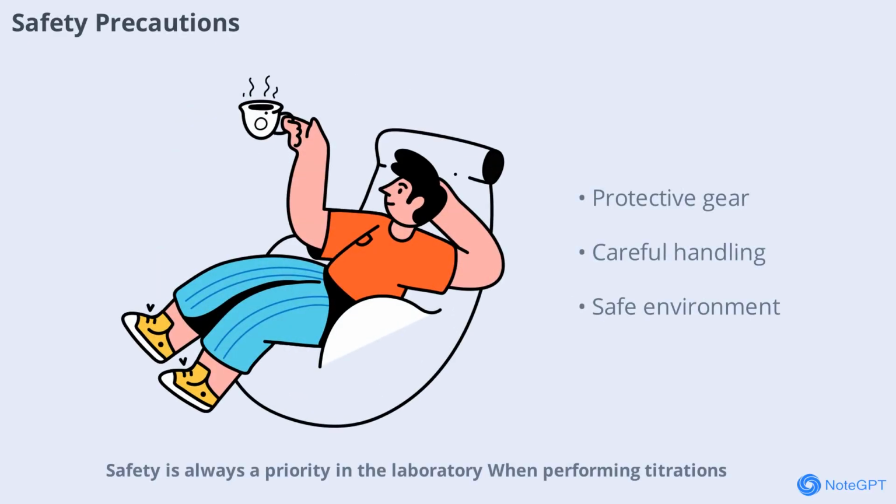Safety is always a priority in the laboratory. When performing titrations, chemists wear protective gear such as gloves and goggles. They handle chemicals with care and follow established protocols to prevent accidents. Proper waste disposal and equipment cleaning are also important. By maintaining a safe environment, scientists can focus on obtaining accurate results.